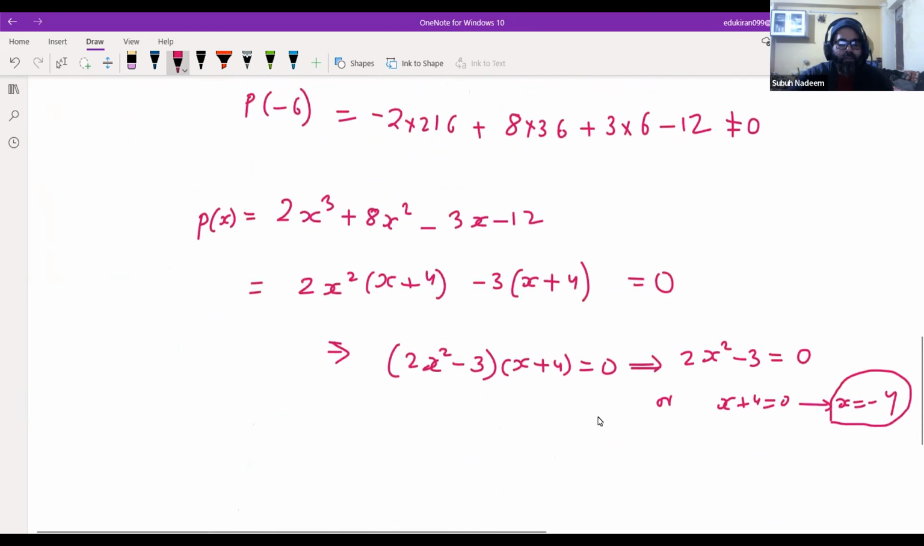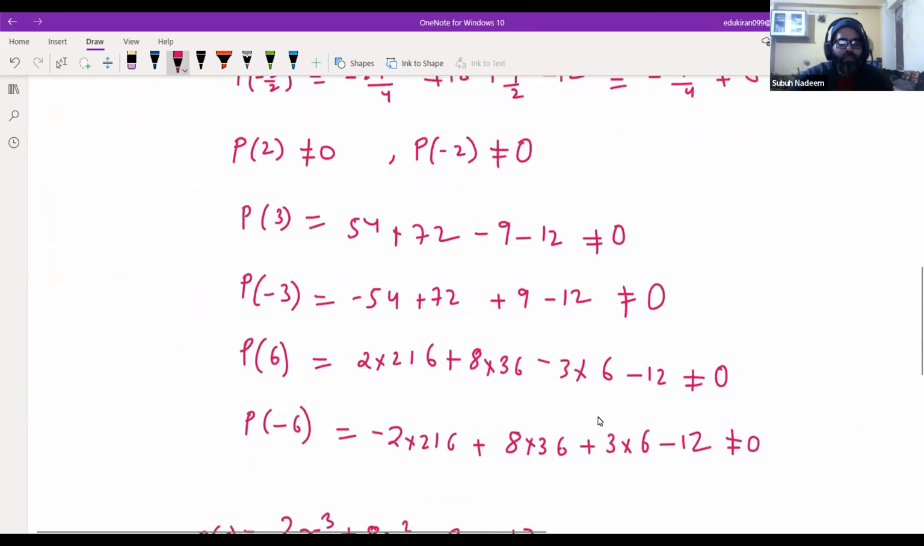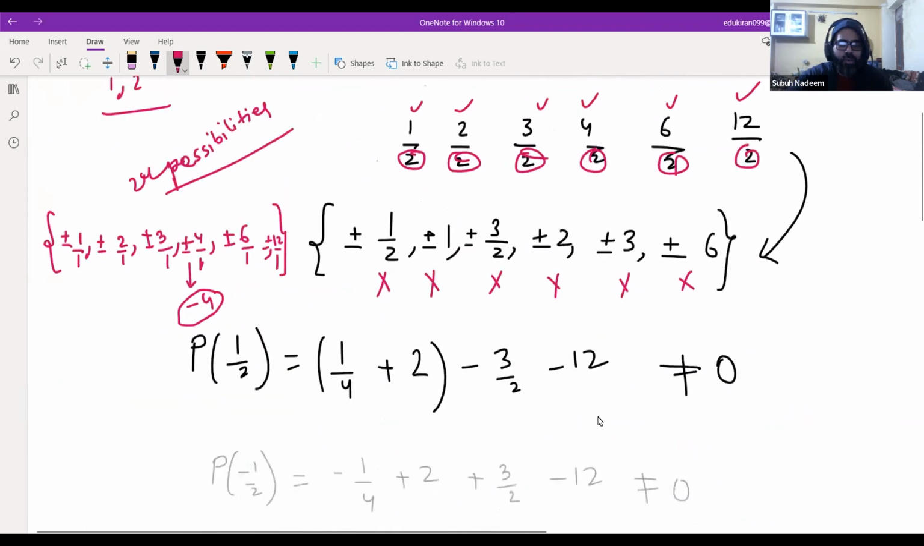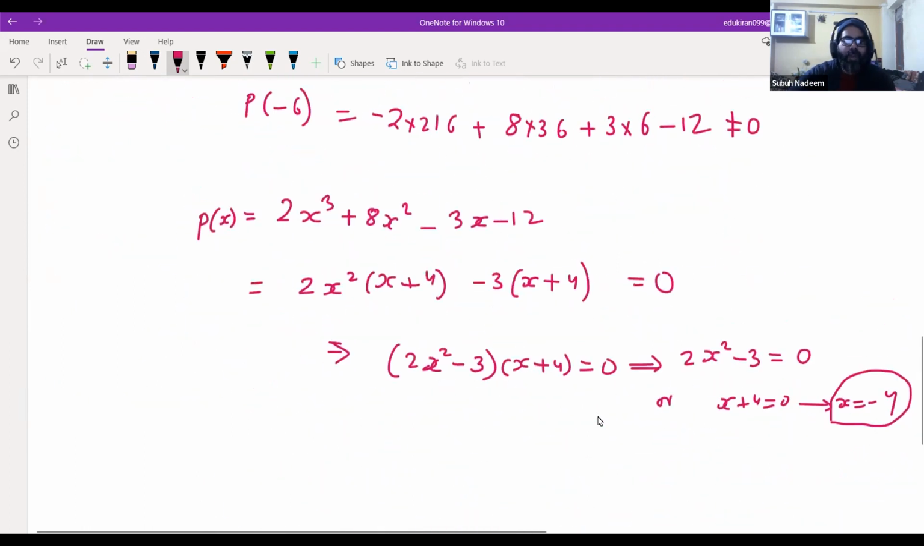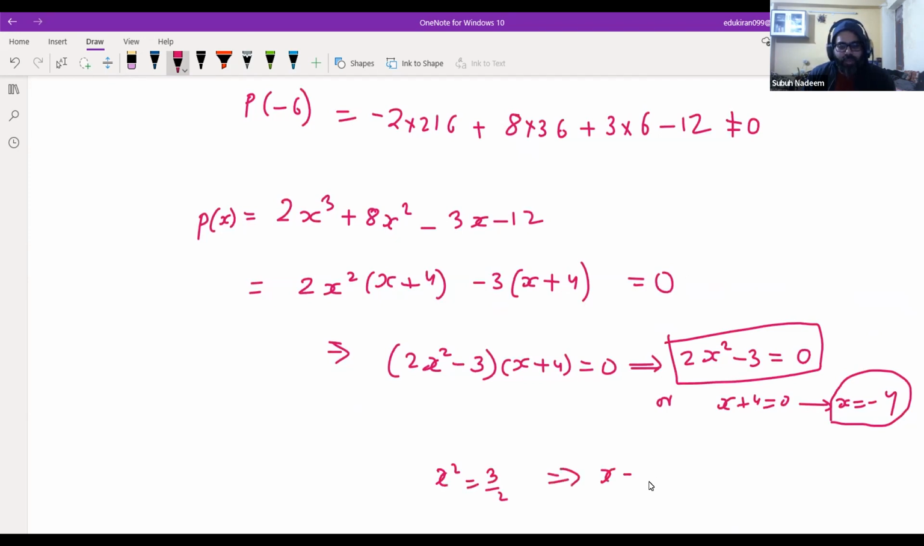So better is to do it like this. Even if you check not all, like you check for -4, you will get 0. So similarly, we are getting x is equal to -4 here. And if you equate 2x square minus 3 is equal to 0, you will get x square is equal to 3 by 2, which means x is equal to plus minus, both possibilities, root of 3 by 2.